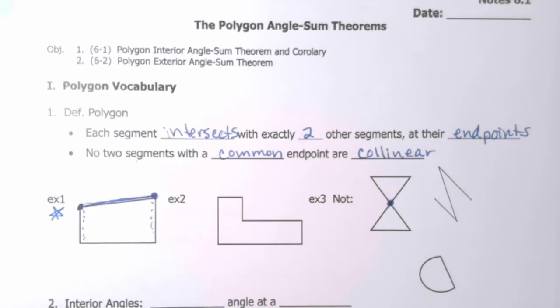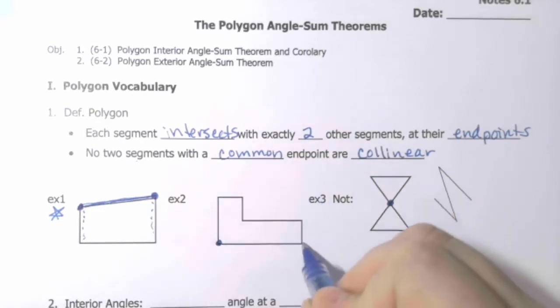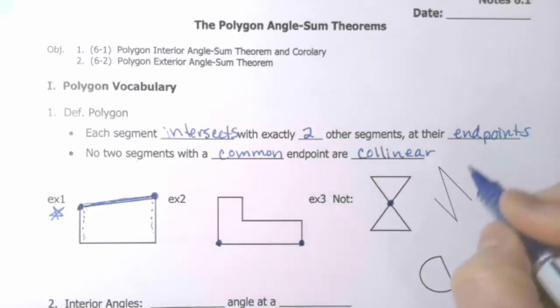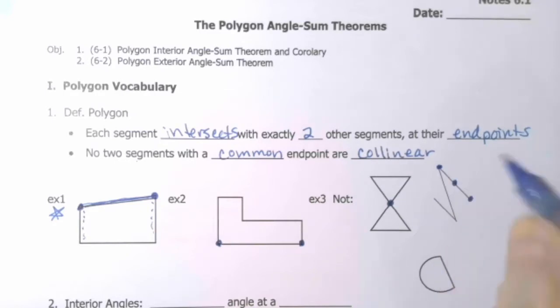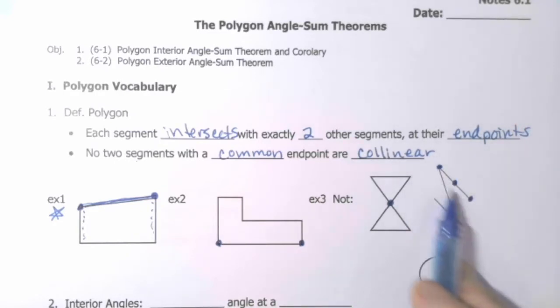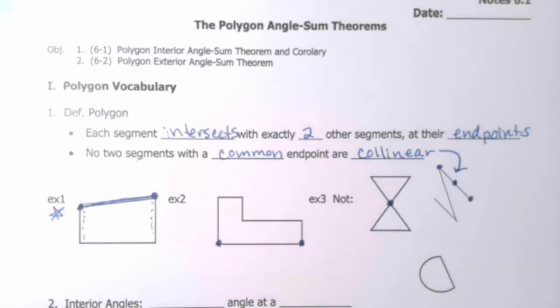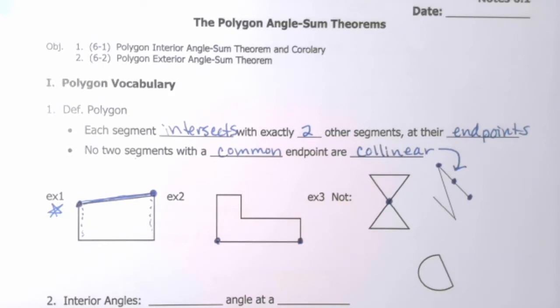No 2 segments with a common endpoint are collinear. What does that mean? Well, it means that on a shape, you can only have endpoints here and here on either end. You can't have one in the middle. And that's on this one here. If you had an endpoint here so that it's in between the other 2 and it makes a line, then it's not a polygon. So it has to be only at the endpoints of the figure.